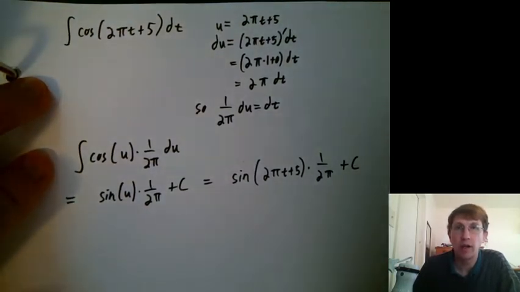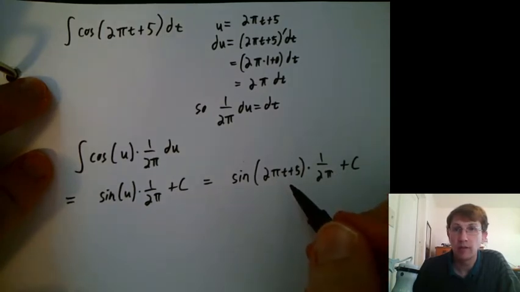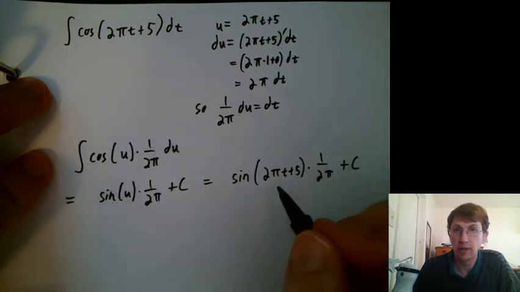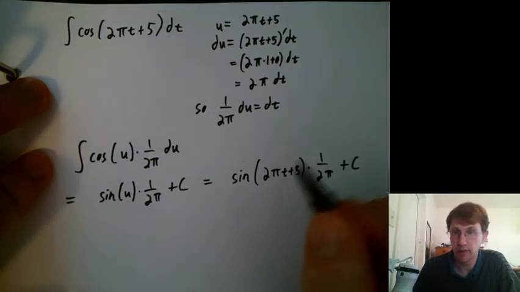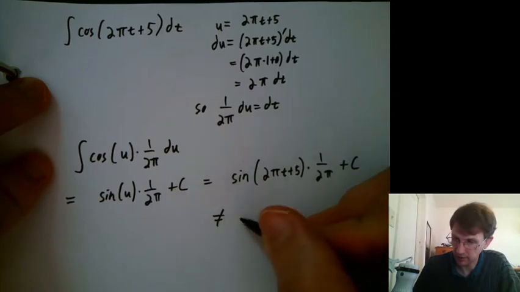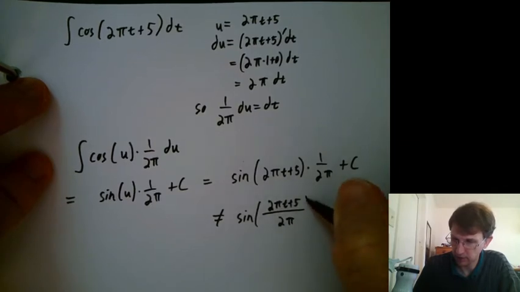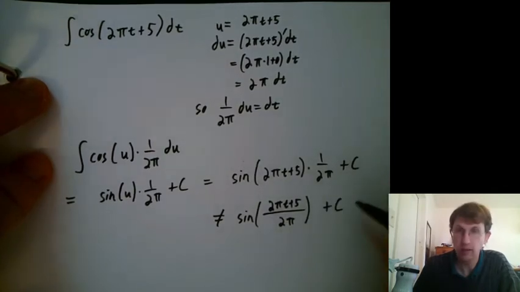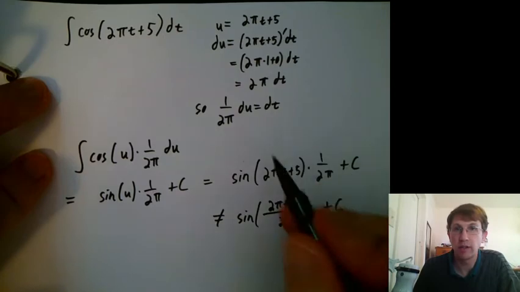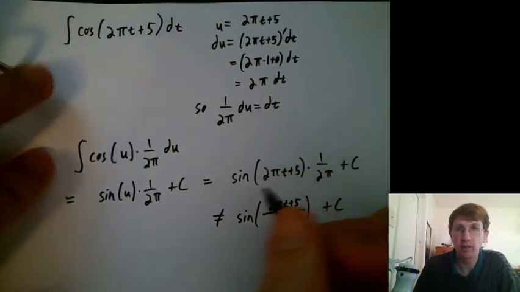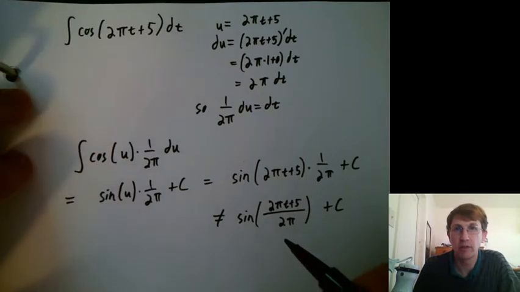Okay, so far. Can you simplify by bringing the 2 pi underneath? Well, you can if you bring it under the entire thing, but you can't just bring it under this part on the inside. So that's not equal to sine of 2 pi t plus 5 over 2 pi plus c. So I would actually just leave it like that. You could move it out front or something, but really there's not much benefit in doing that.